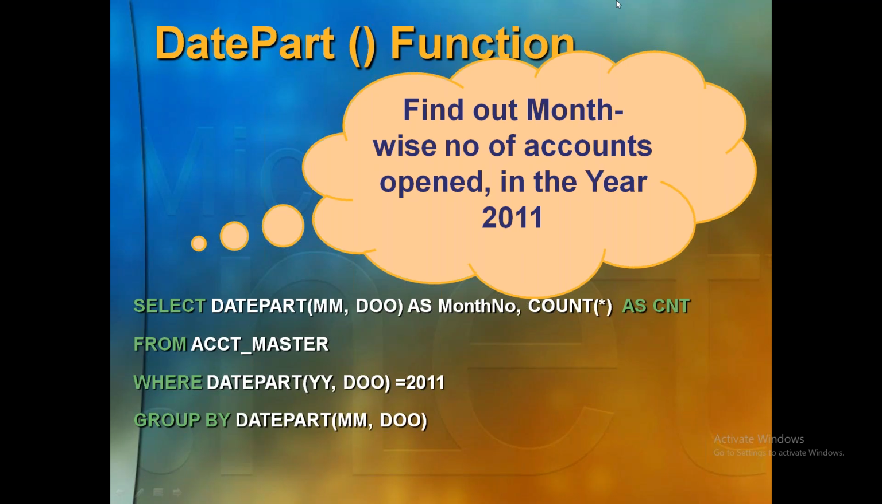Find out month-wise number of accounts opened in the year 2011. Display the data based on the month number in ascending or descending order. If they say that, then definitely sort by month number, which we have here. If you want to display the month name, you can, but sorting has to be done with the help of month number only. Clear? Then only you will get Jan, Feb, March like that. Otherwise, it is not going to give you the data like this.